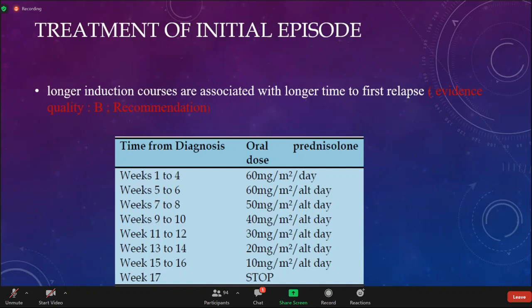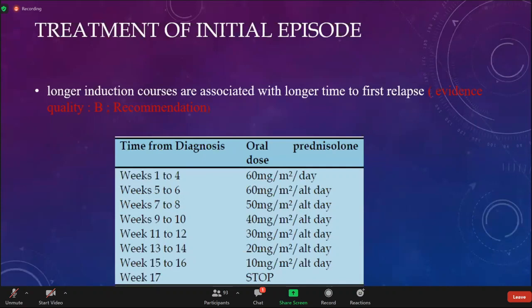until, in the first episode, we continue it for 28 days. Then we gradually taper it over 4 months. Now, the oldest one is the ISKDC regime, and then the KDIGO guidelines propose another regime. In our country, we mostly use this protocol.